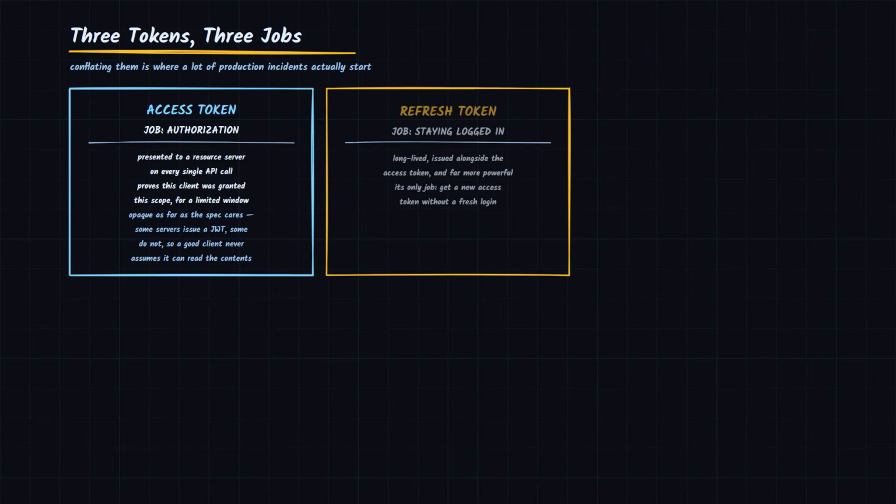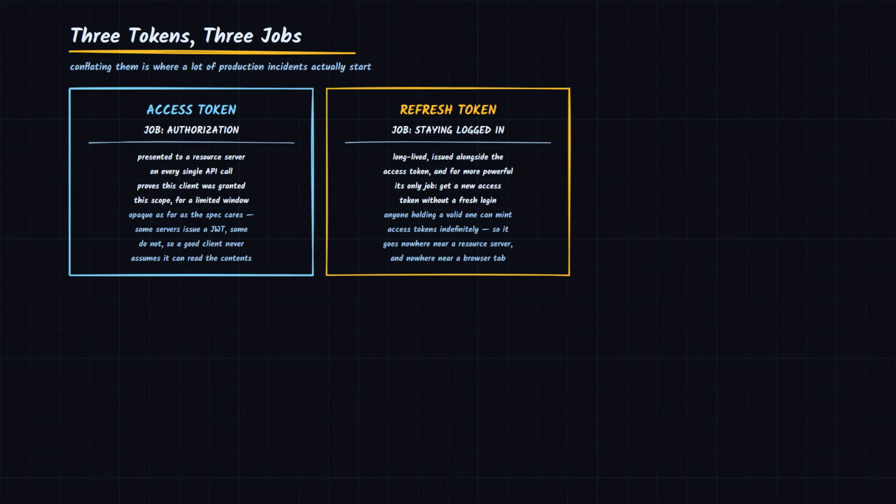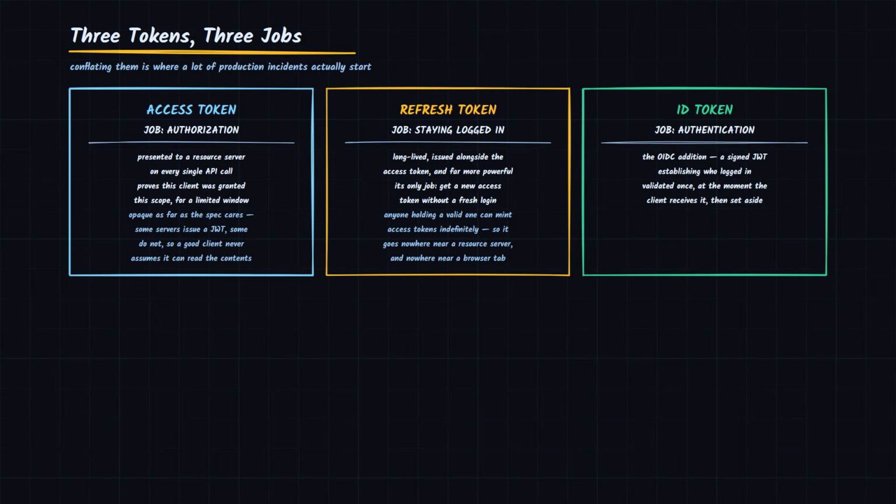The refresh token is different in both purpose and handling. It's a long-lived credential, issued alongside the access token, whose only job is getting a new access token once the current one expires, without forcing the user to log in again. Because it's long-lived and powerful, anyone holding a valid refresh token can mint fresh access tokens indefinitely. It needs to be stored somewhere considerably more protected than an access token, and it should never be sent to a resource server or exposed to anything running in a browser tab if it can be avoided.